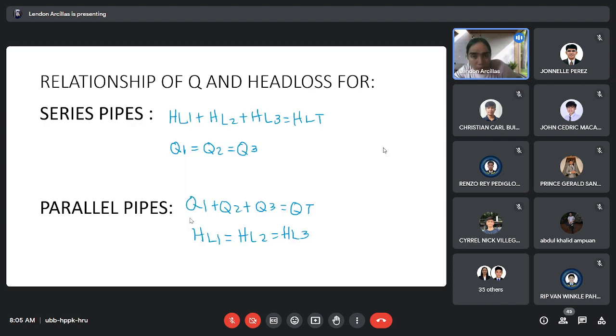Okay, relationship between Q and head loss. So for series pipes, the head loss 1 and head loss 2 is equal when you total the head losses. Again, for series pipes, yung mga sinasolve natin are series pipes, the Q1 and Q2 is equal. For parallel pipes naman, hindi pa tayo nagsosolve ng parallel pipes, Q1 and Q2 plus Q3 is equal to the discharge total. Kabaliktaran siya, yung parallel pipes, the head losses at point 1 and point 2 and point 3 is equal.